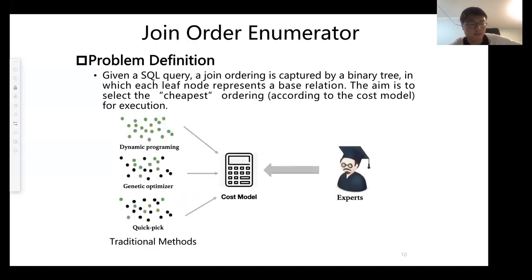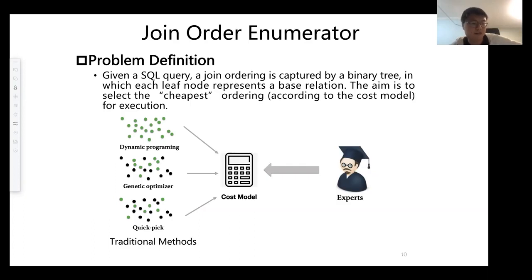So next comes join order selection. Given a query, a join order is captured by a binary tree in which each leaf node represents a base relation. It plays a very important role in the database optimizer, which has been studied for many years. Traditional methods typically search the solution space of all possible join orders with some pruning techniques based on cardinality estimation and cost models.